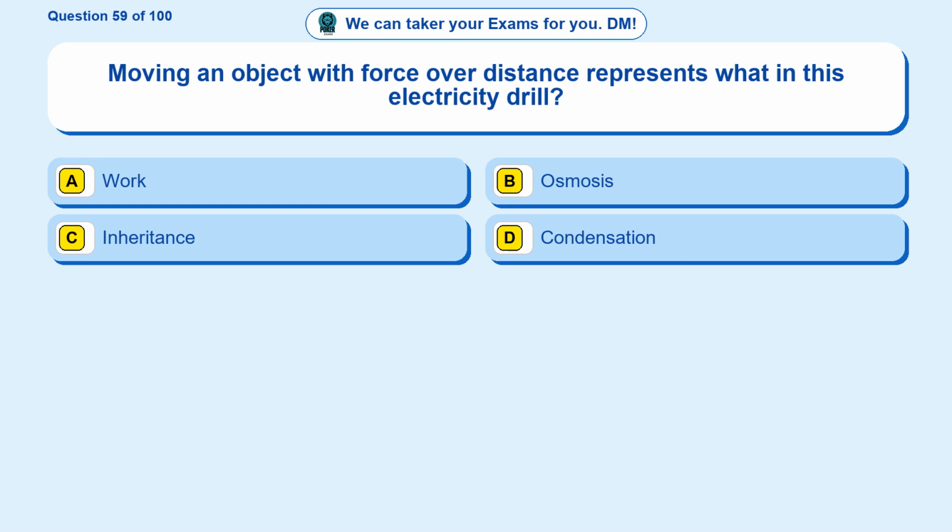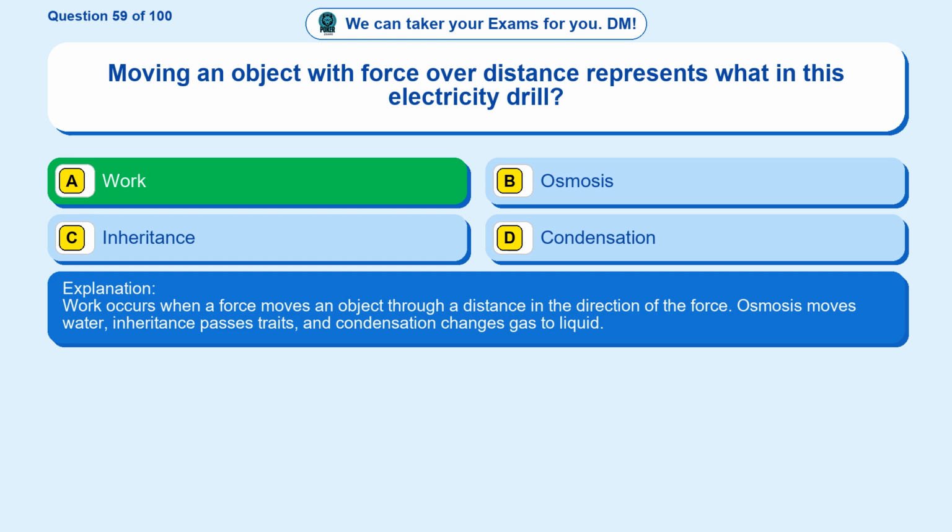Question 59. Moving an object with force over distance represents what in this electricity drill? Option A, work. Option B, osmosis. Option C, inheritance. Option D, condensation. The correct answer is option A, work.